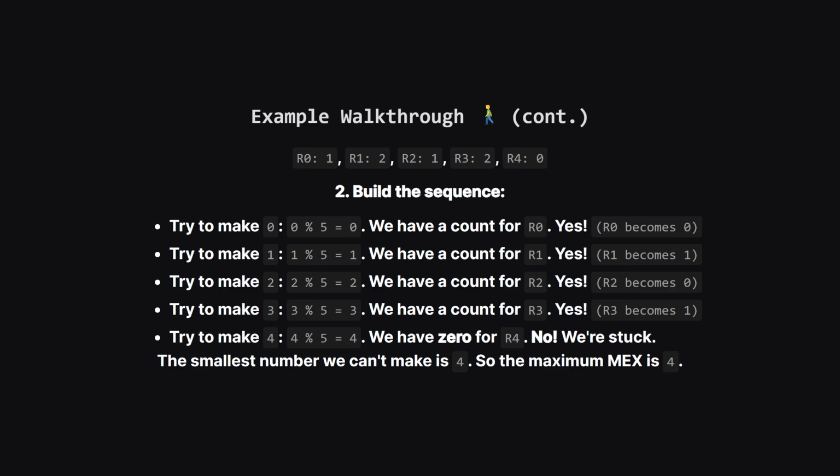Now, can we make 4? 4 modulo 5 is 4. We check our counts for remainder 4, and it's 0. We have no numbers we can use. We're stuck. So 4 is the smallest number we couldn't make, which means 4 is our answer.